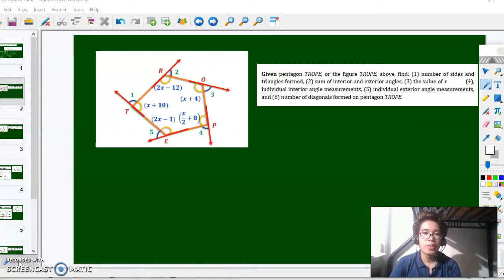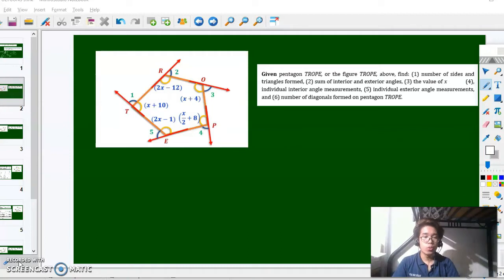Given pentagon trope on the figure on the left, we want to find the number of sides and the number of triangles formed. That's the first thing that we want to find. Second, we want to find the sum of the interior and the exterior angles. The third one is we want to find the value of x. The fourth one, we want to find the individual angle measurements of each of those interior angles. Fifth, we want to find the individual exterior angle measurements of all of the exterior angles. And the sixth one, we want to find the number of diagonals for pentagon trope. So how do we find that?